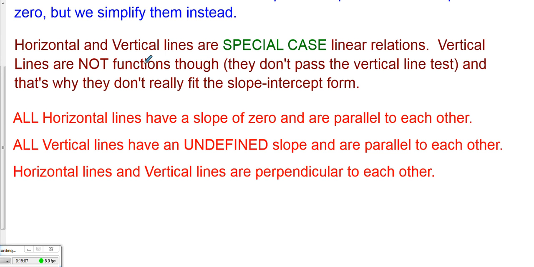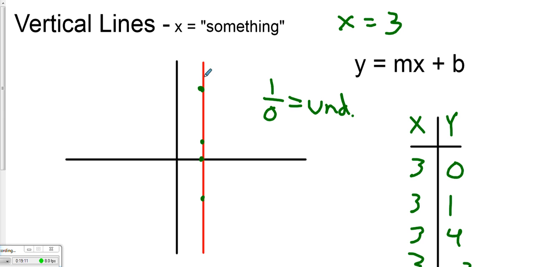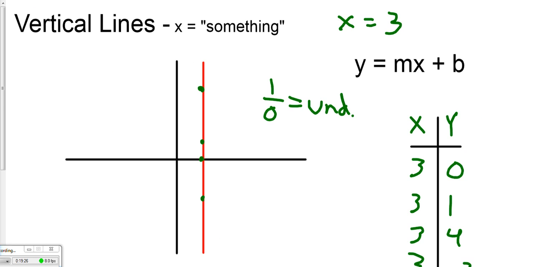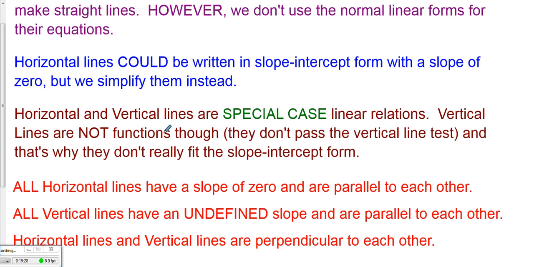Vertical lines are not functions, because they would not pass the vertical line test. Again, if we go back here, these 4 do not pass the vertical line test. So this is not actually a function, whereas these 4 do pass the vertical line test, so this is a function. So, because it does not pass the vertical line test, it is not a function, and that's kind of the reason they don't fit the slope-intercept form. Slope-intercept form, remember like we said before, that kind of fits our function.